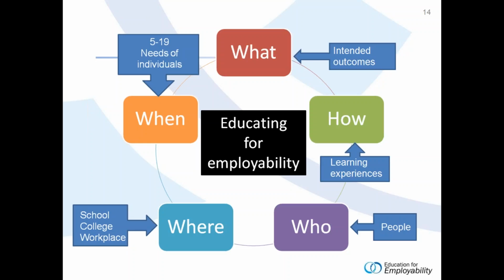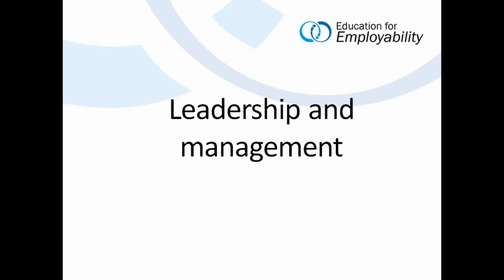So first is what, that is the intended outcome. How, what are the various learning objectives. Who, that is the people involved, persons involved. Then school, college, workplace. School, college, workplace means where, or where is the place where it is sorted out. So where, the next is the when. When means at what timings. That is the needs of the individual. The next is leadership and management.